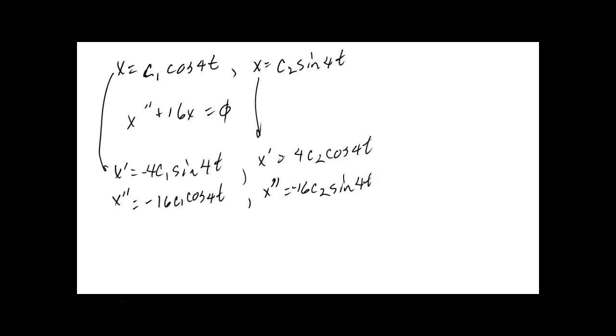Very good. Okay. Now, let's plug either one of those back into the first one. Let's do it here. So the first one would be minus 16 C1 cosine 4t plus 16, plug in x, C1 cosine 4t. Sure enough, that's equal to 0, right? For any value C1.